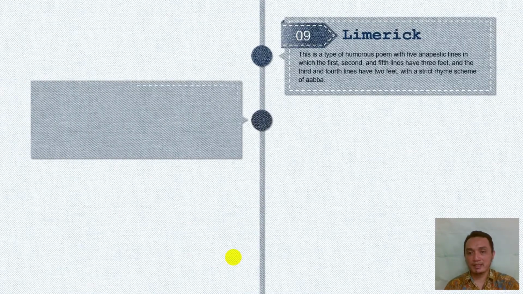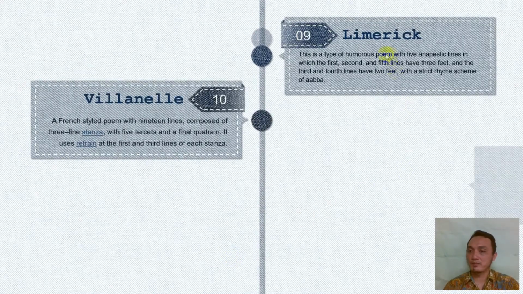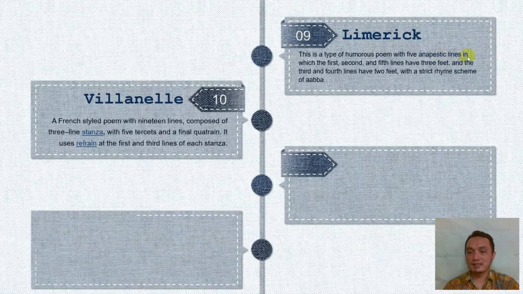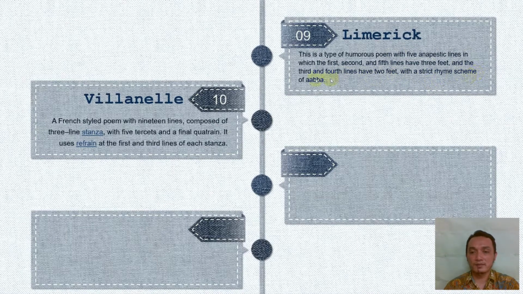The next is limerick. This is a type of humorous poem with 5 anapestic lines in which the first, second, and fifth lines have 3 feet, and the third and fourth lines have 2 feet, with a strict rhyme scheme of A. It's commonly the rhyme A in a limerick poem.